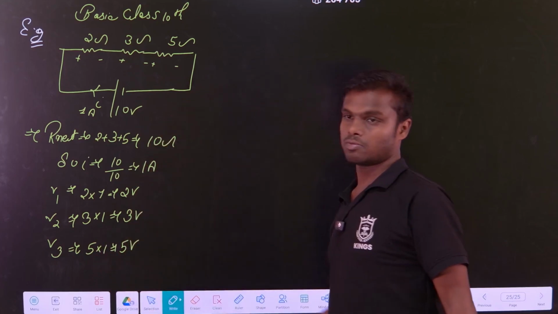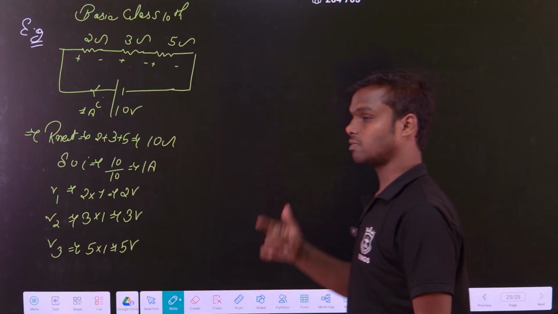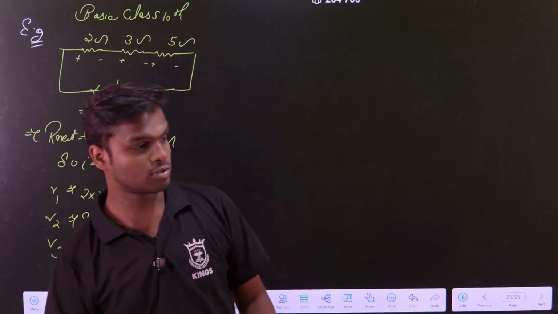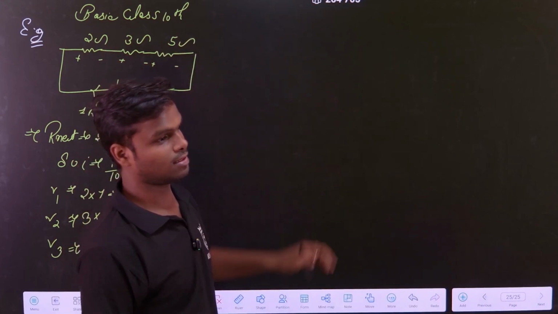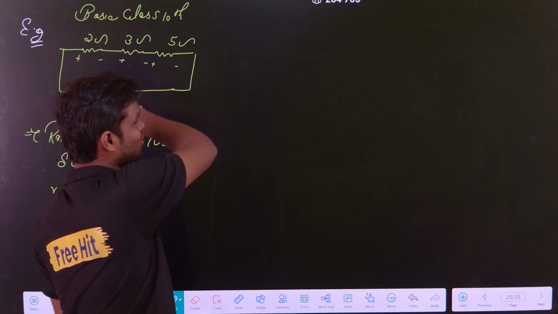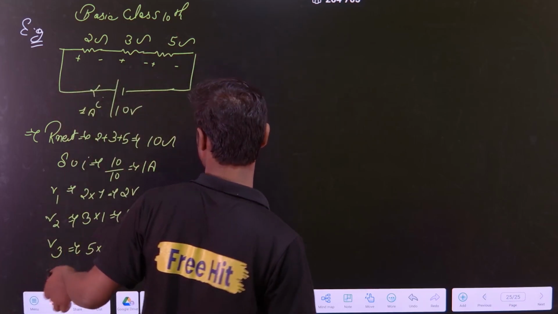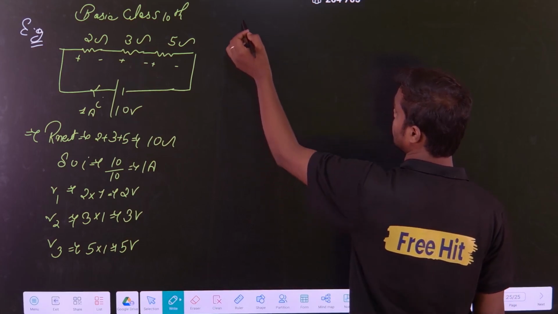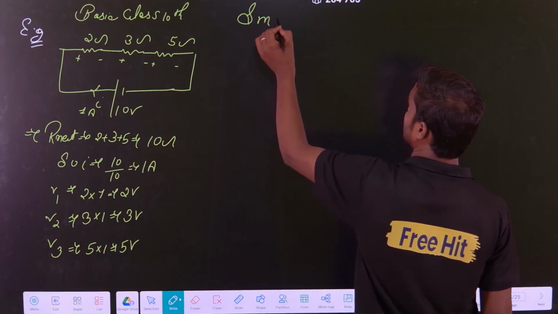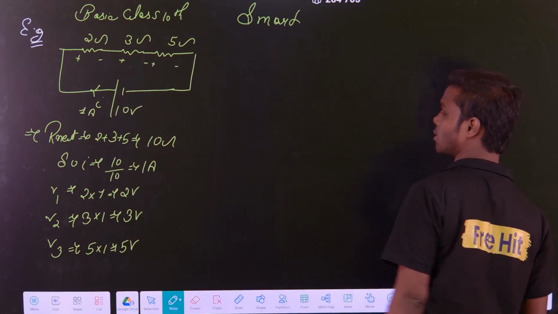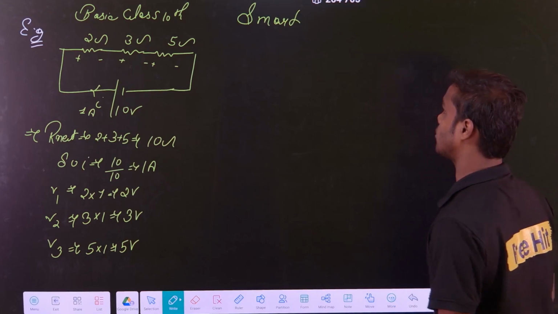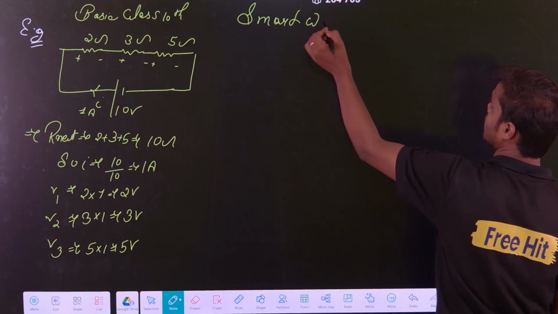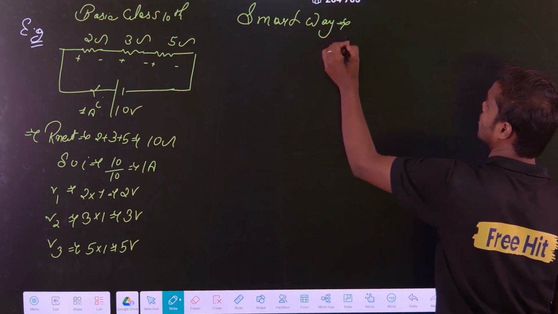So this is the basic class 10th approach. But now you have to be smart. Why? Because now this is going to be some part of a circuit. This is not going to be a lone circuit. In that circuit, you won't apply this much method. If I have to solve this question, how will I solve it? The smart way. Now you are in class 12, you are a dropper. So how do you have to approach it? What is the smart way you have to solve it?